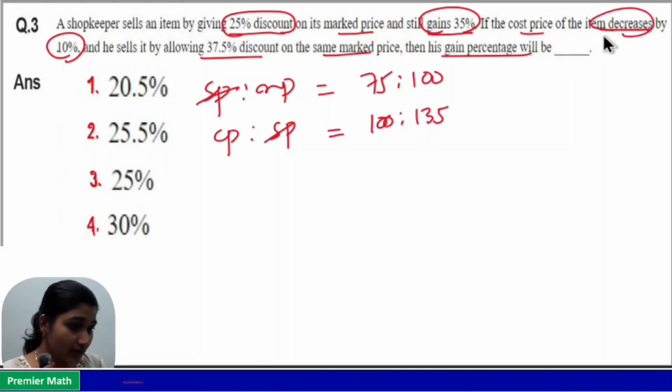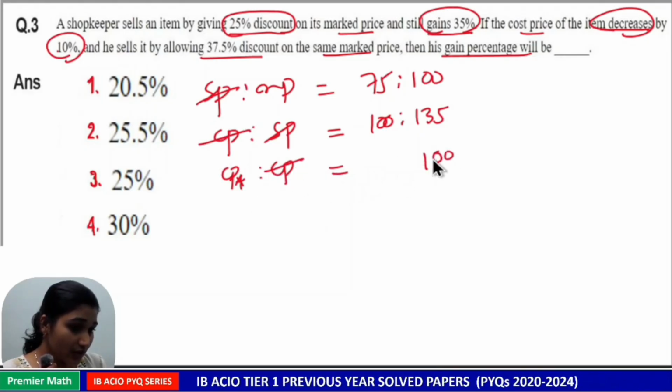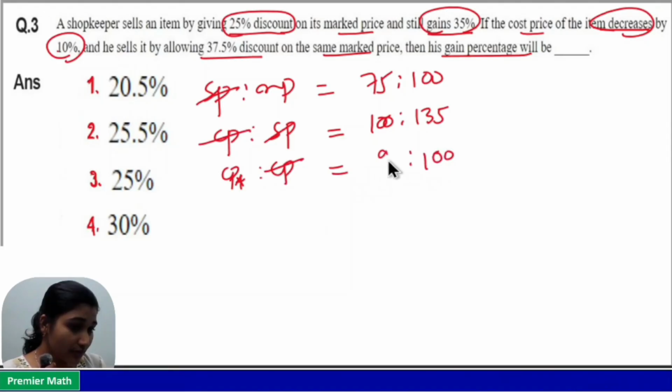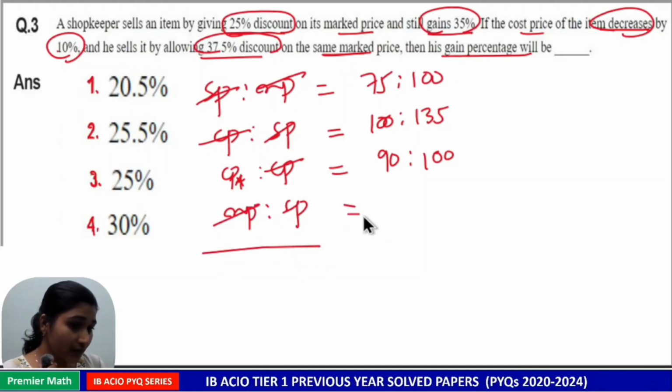Cost price decreases by 10% means here we have the initial cost price. So take the new cost price to the initial cost price ratio. Then I can cancel the initial cost price here. If the initial cost price is 100 rupees, then 10% decrement means 90 rupees is the new cost price. And here 37.5% discount on the same mark price. Here we have the mark price, so take the mark price and sell price ratio. Then I can cancel the mark price here.